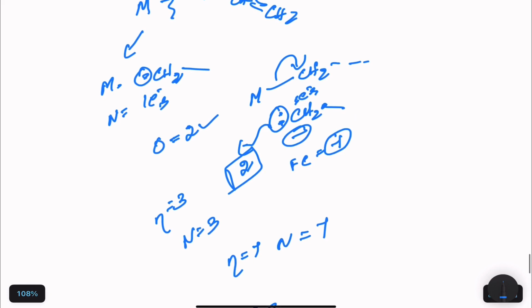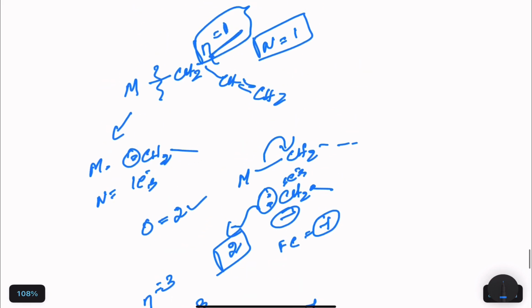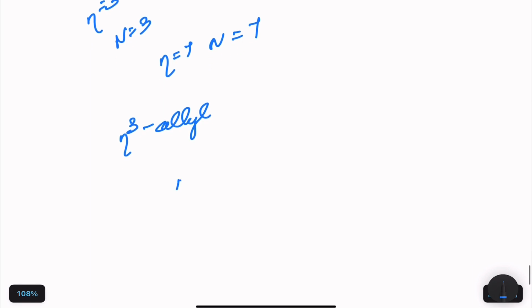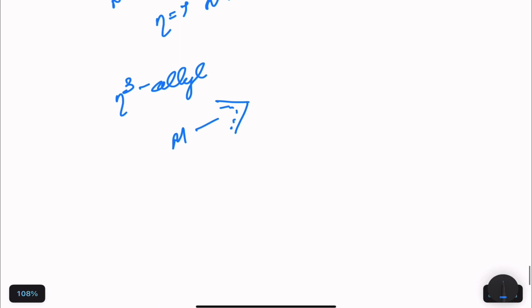Initially we saw this one is eta-1 allyl. Only one atom was directly connected to the metal. But in this case, if you see, they will give it like this. So basically what this means is the metal is there, it is bound to CH2, and then CH is there, and a double bond to CH2.